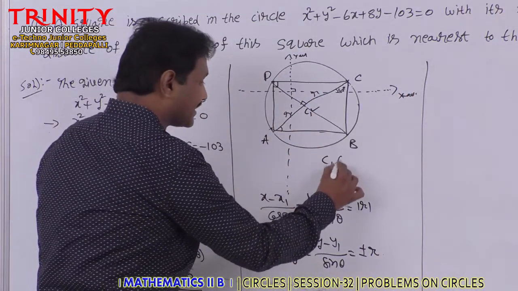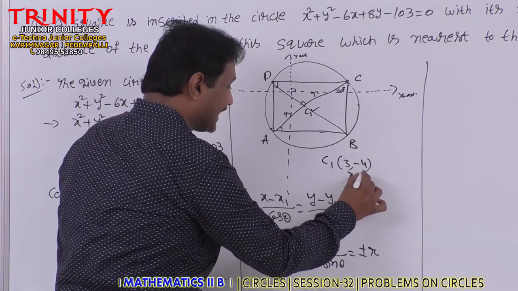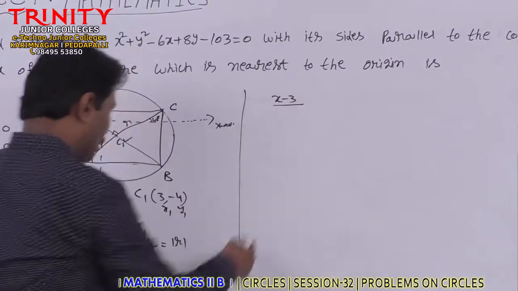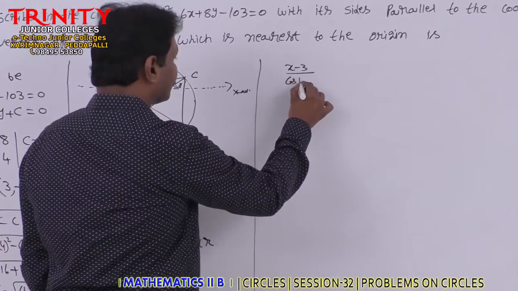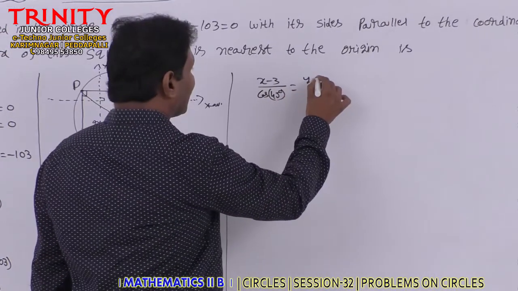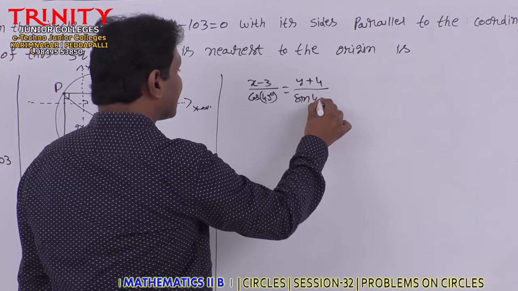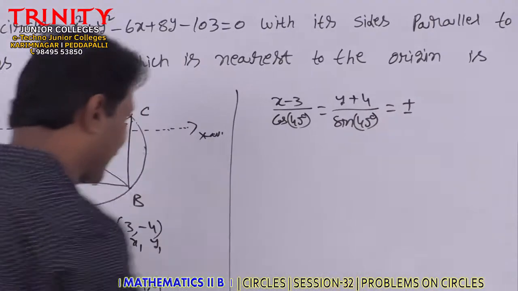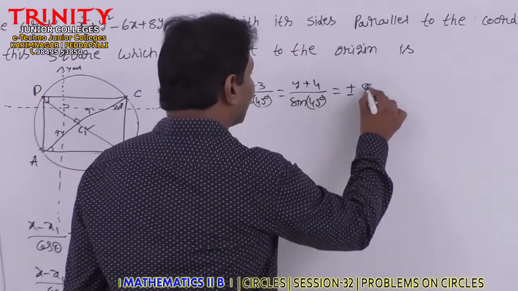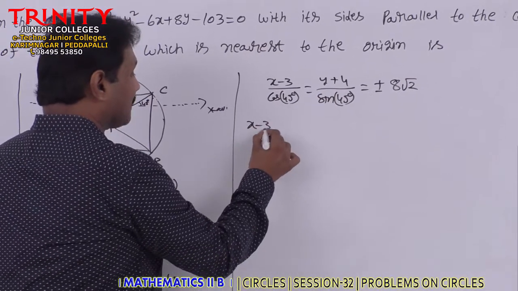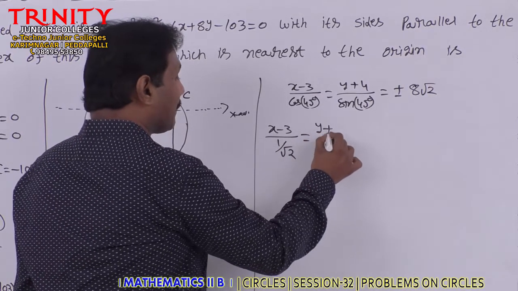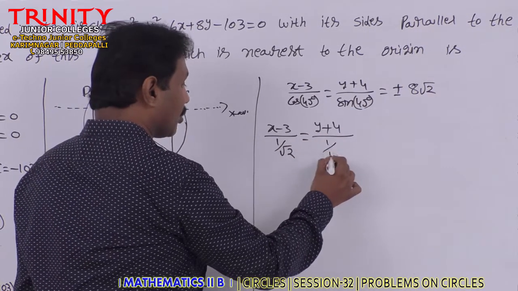The point C1 is (3, minus 4). This is x1, this is y1. Therefore, (x minus 3) by cos 45 degrees equal to (y minus of minus 4), that is (y plus 4) by sin 45 degrees, equal to plus or minus the distance, which is 8 root 2. First case: (x minus 3) by the value of cos 45, which is 1 by root 2, equals (y plus 4) by the value of sin 45, which is 1 by root 2.